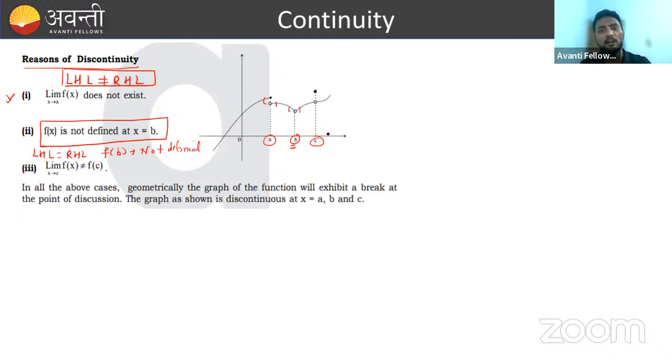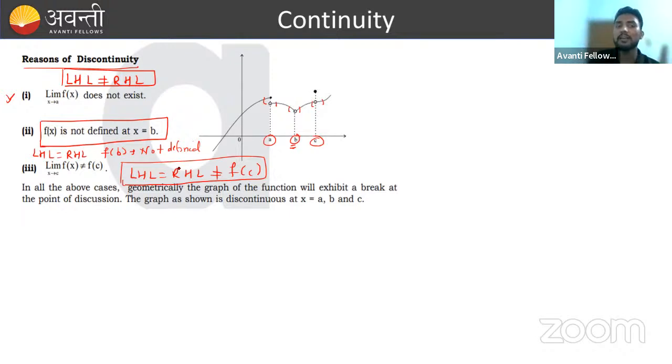And then the third point is LHL and RHL are equal, f of C is also defined, but it is not equal to LHL and RHL. So these 3 points you need to remember. If you see any of these 3 points, you can say that these are points of discontinuity.